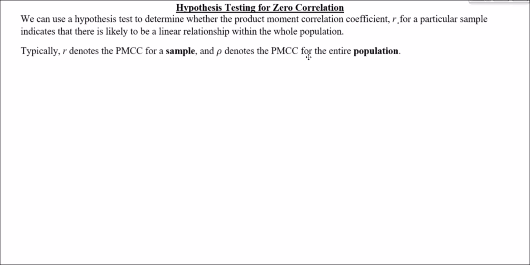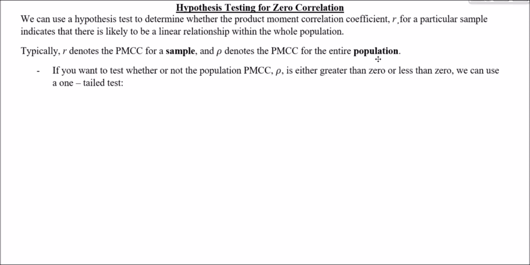So typically R denotes the PMCC for a sample from the population, and the Greek letter rho, which looks almost like a P, this is called rho, that denotes the PMCC for the entire population. So if you want to test whether or not the population PMCC rho is greater than 0 or less than 0, we can use what's called a one-tailed test, because you're looking at one end either on the small side, less than 0, or on the large side, positive, where it's greater than 0.